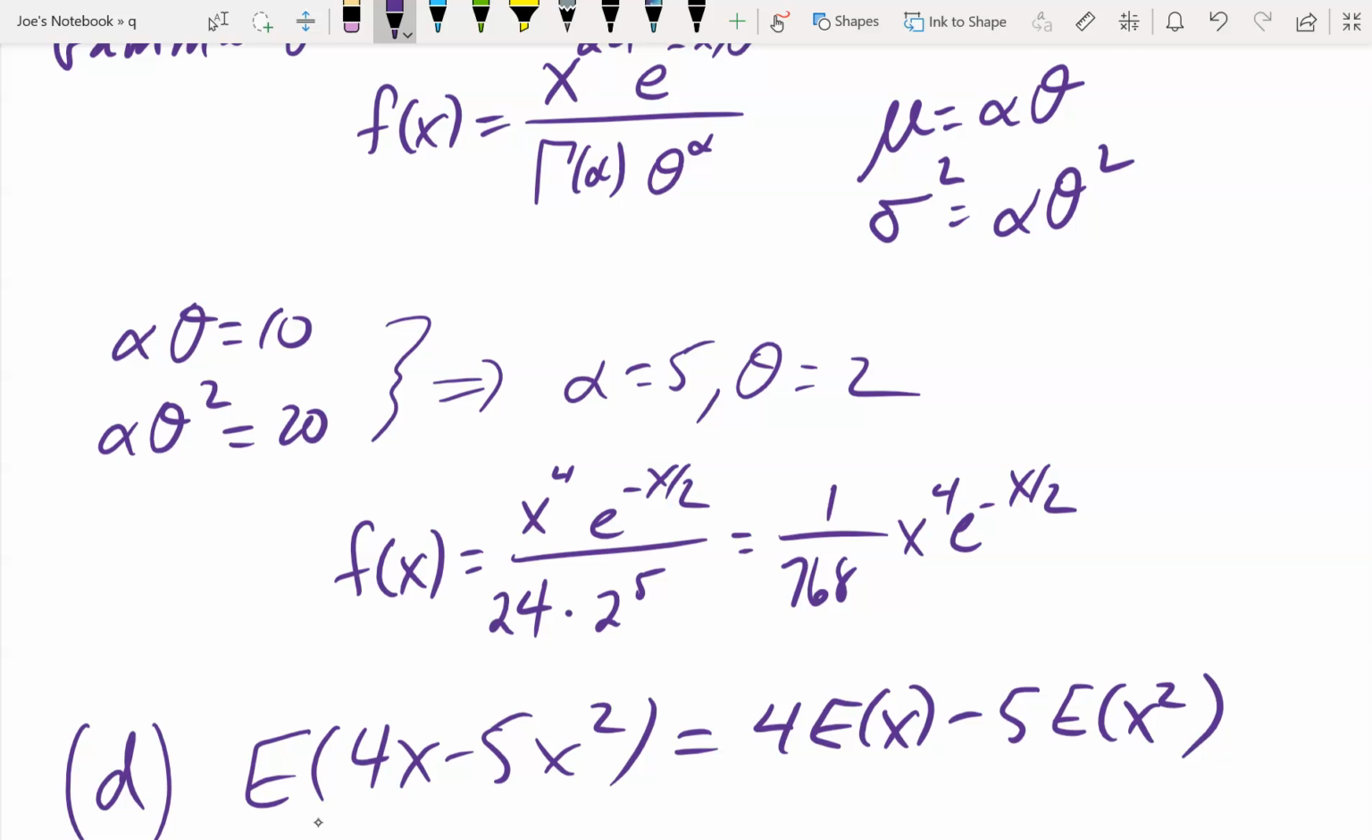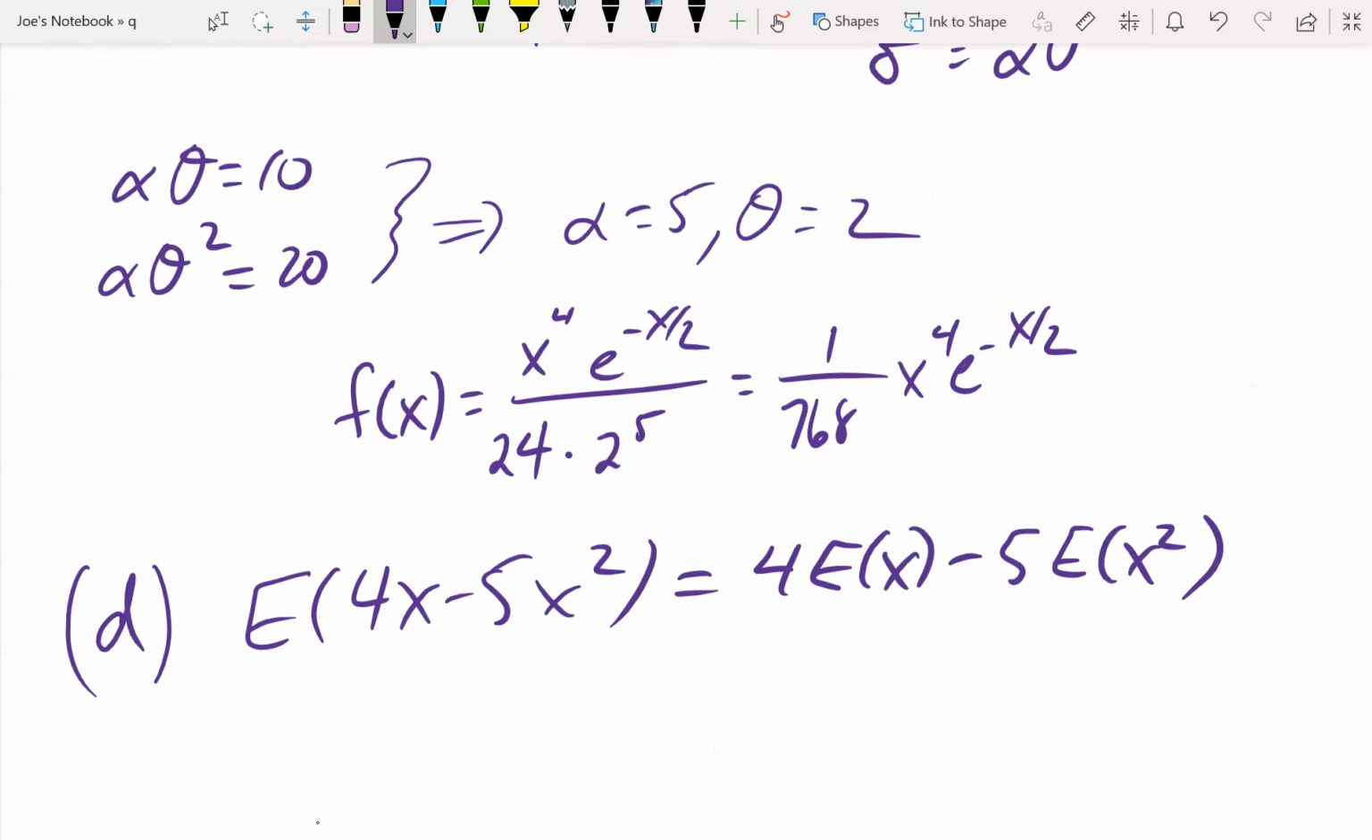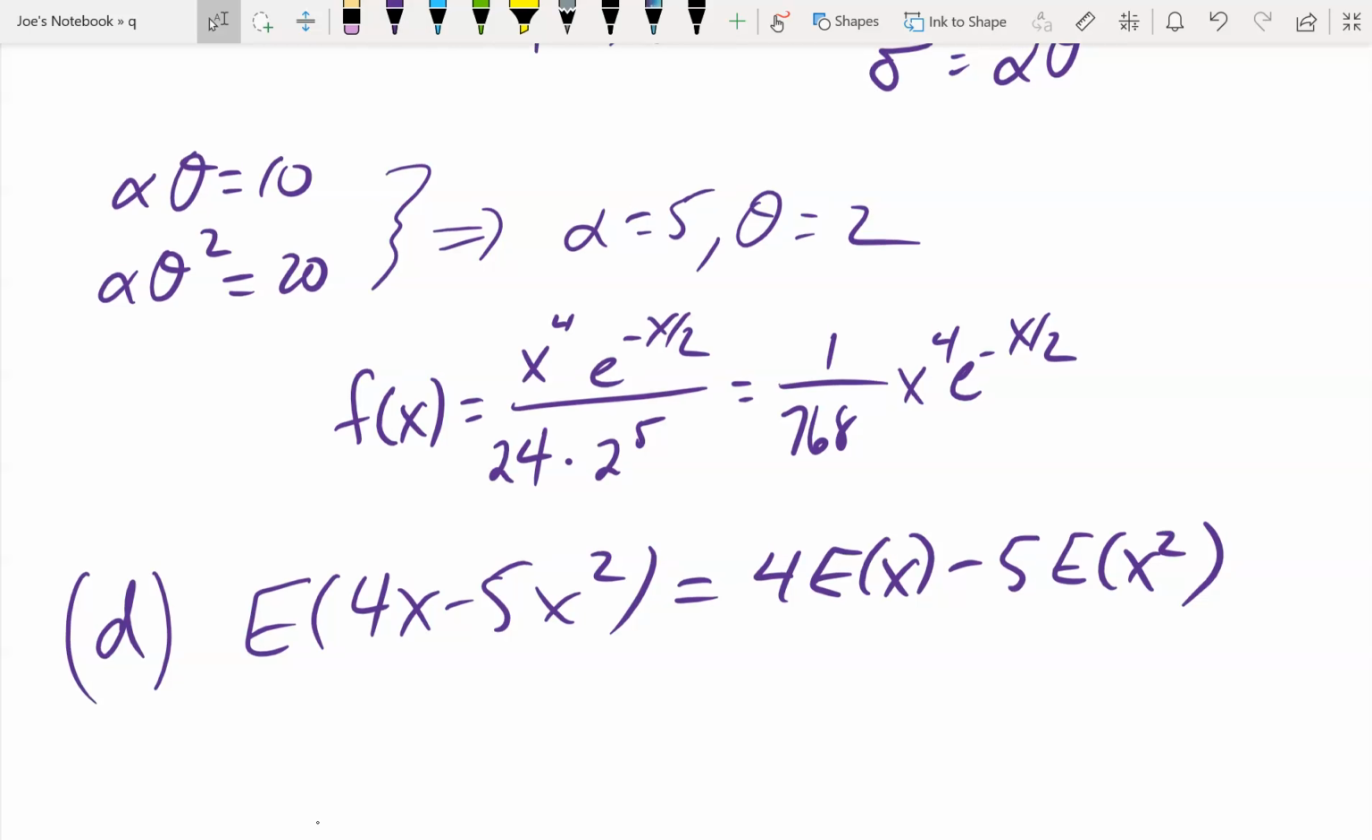Okay, I would not want to try to compute this directly, right? If you were to do this by the definition, you would do the integral over your support of the function times the PDF. That doesn't look like a lot of fun, does it? No, not particularly, right? That would be the definition for doing it that way. That doesn't look like something I really want to do.